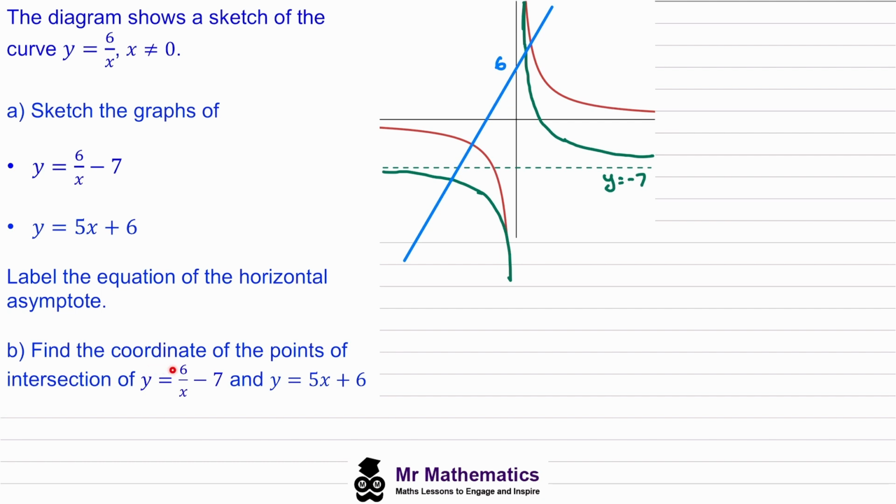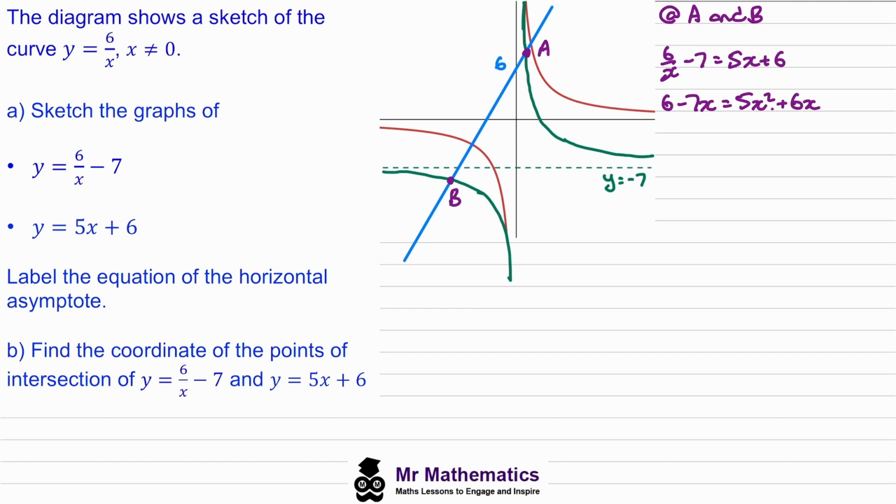So now we've been asked to work out the coordinates of where the two lines intersect. And you can see they intersect at this point, which we'll call point A, and at this point, which we'll call point B. And at A and B, the two lines are equal to each other. So we can say 6 over x minus 7 is equal to 5x plus 6. So then all we need to do is to solve this equation for x. So we'll multiply both sides by the x to cancel out this division. So we get 6 minus 7x is equal to 5x squared plus 6x.